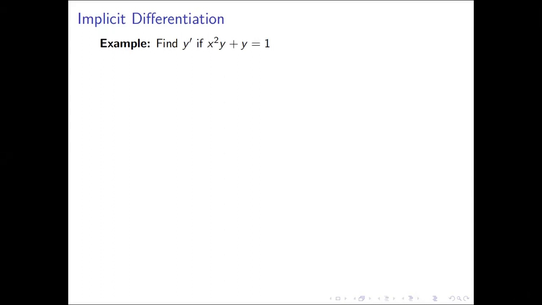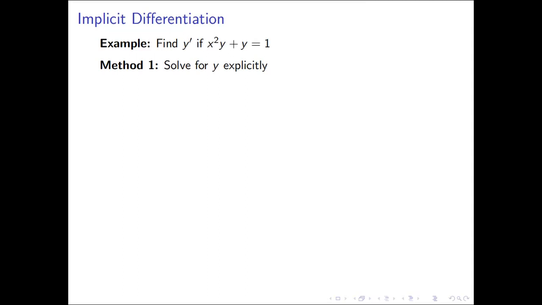Let's find the derivative of y with respect to x if x and y are related by this equation. Now note that here y is not given explicitly in terms of x. So one way we can find y prime, or the derivative of y with respect to x, is to first solve for y in terms of x. That can be done. Not always, but in this instance, we can easily get y in terms of x.